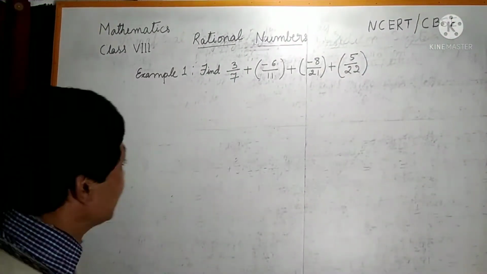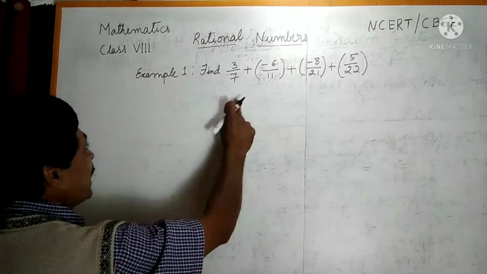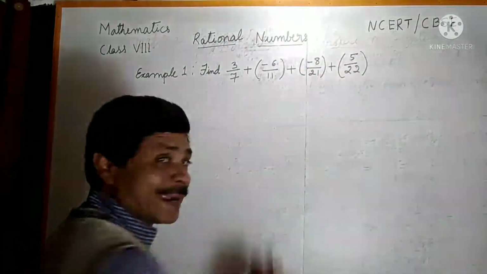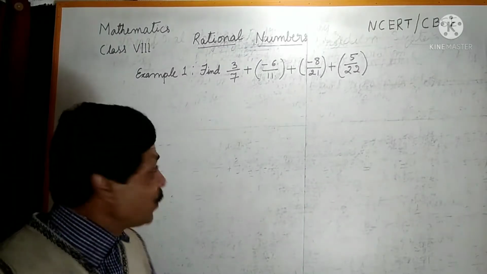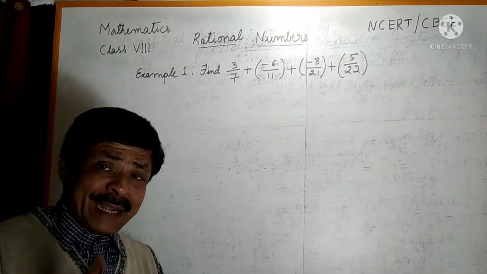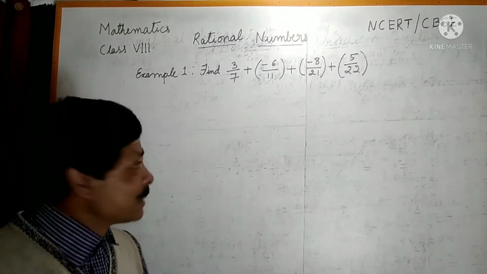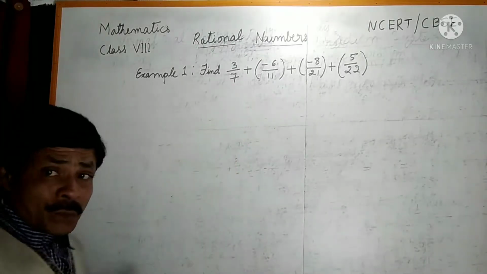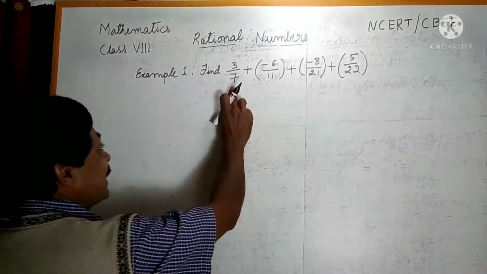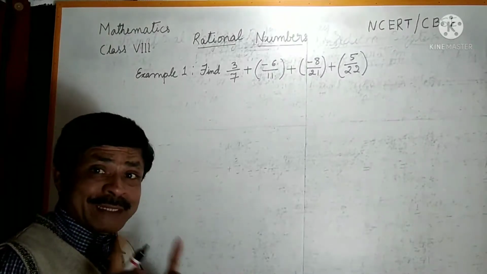Example 1. Find 3 by 7 plus minus 6 by 11 plus minus 8 by 21 plus 5 by 22. Now, let us use the associativity and commutativity of rational numbers. Okay? Now, first we have to see the denominators. Which denominator is related to which denominator?